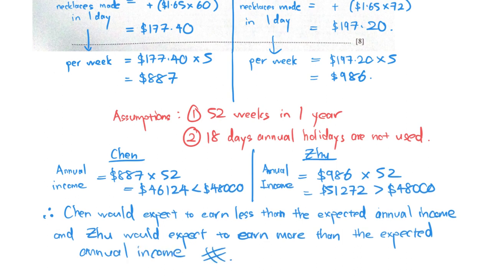And there we have it. Using clearly presented working steps and solutions, even writing out our assumptions, we have clearly shown that Chen will not be able to hit the expected annual income, and Zhu will be able to earn more than the expected annual income. That's all for today.